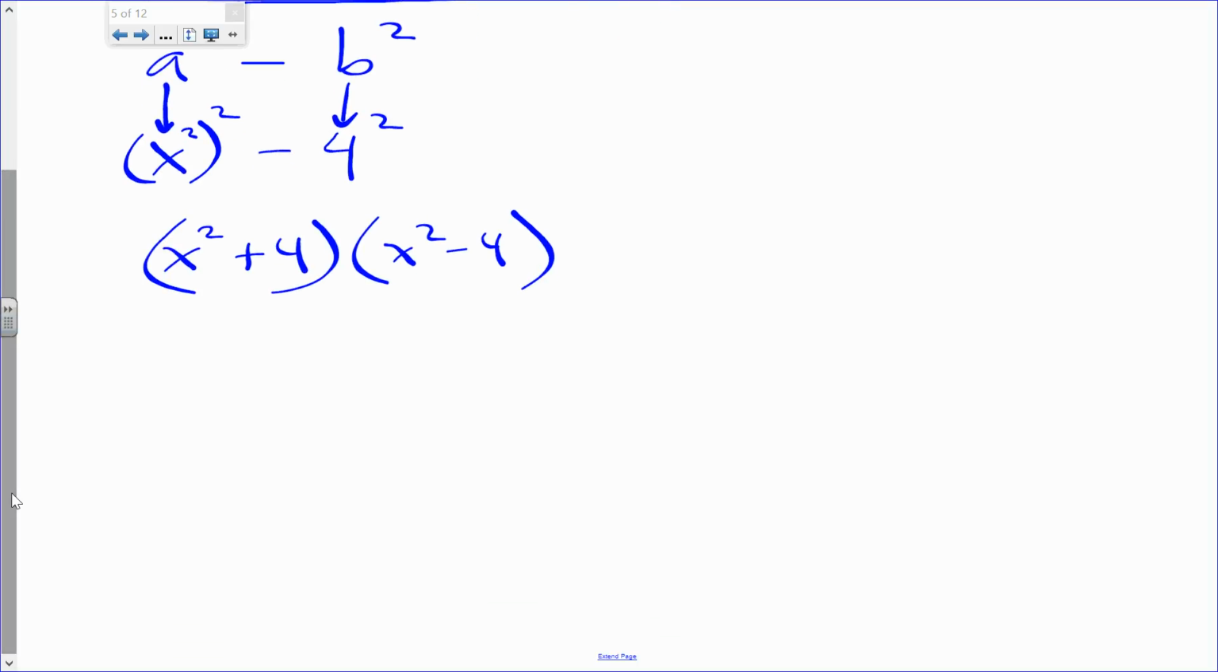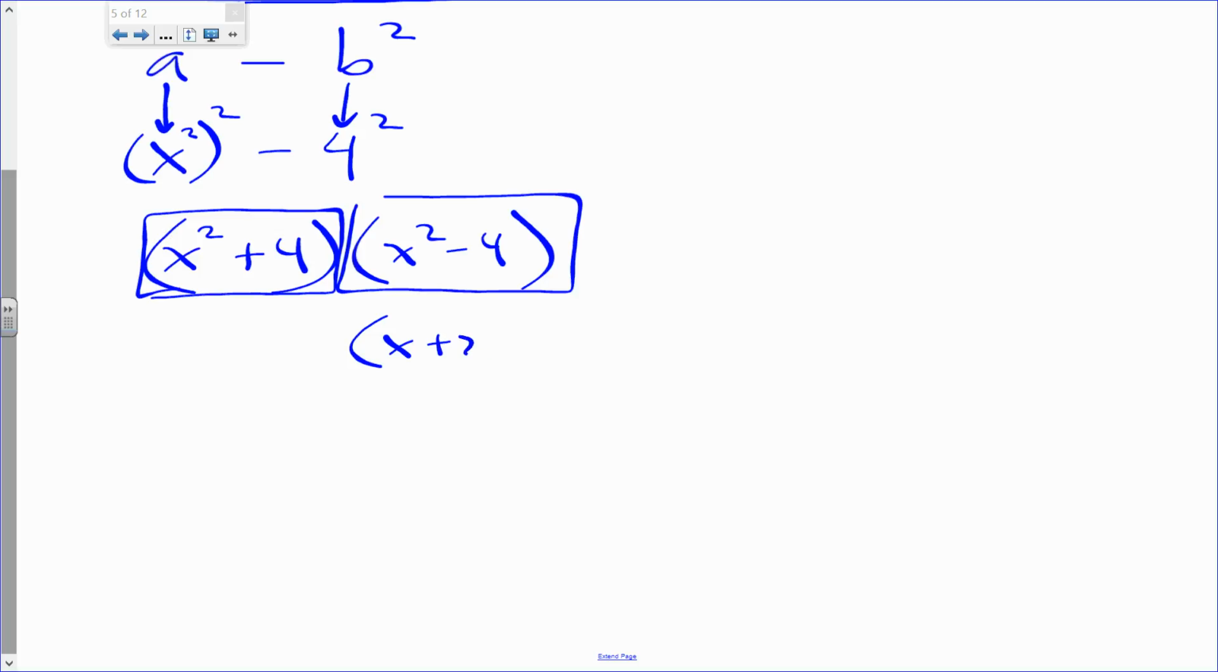But now this binomial here also follows the difference of 2 squares, so I can factor more. I can't stop here. I've got to keep going until I've factored it completely. This one is done right here, x squared plus 4, because that doesn't follow any factoring pattern, so that's factored completely. But over here, let's factor this one. This will be x plus 2 times x minus 2, a plus b times a minus b. And over here, I have x squared plus 4.